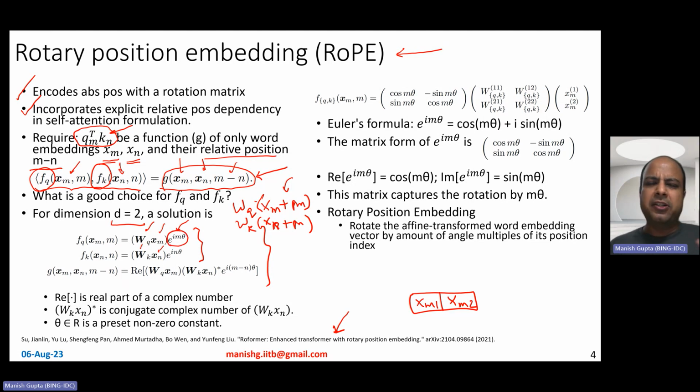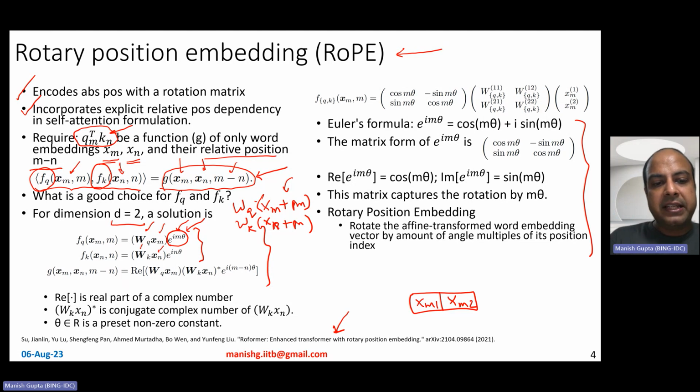Now, it's a little complicated to understand why e raised to i m theta is a rotation matrix, and I'll talk about that in this part of the slide. But try to recall that e raised to i m theta is an imaginary number, so it's a complex number with an imaginary component and a real component. You can think of it as a rotation matrix, and such matrices rotate vectors so as to have a rotated output. We'll also see a visualization to understand this rotation business slightly later in the video.